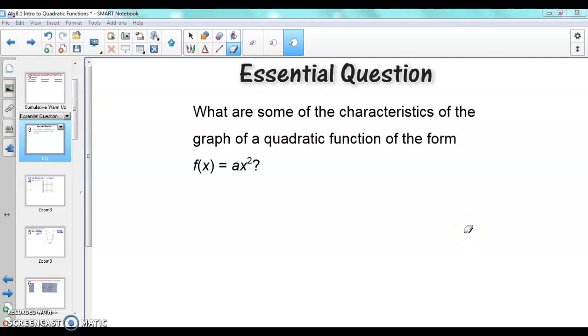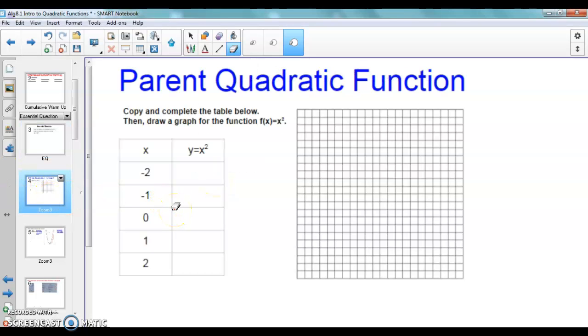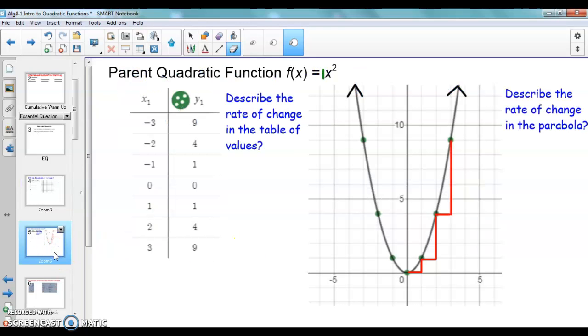This week, we have been looking at the characteristics of the graph of a quadratic function of the form f of x is equal to ax squared. We started with a table of values, and we used those ordered pairs to come up with the graph of the parent quadratic function. Using decimals to come up with the table and the graph, we have a table of values here with x values from -3 to +3 and with y values from 0 through 9.